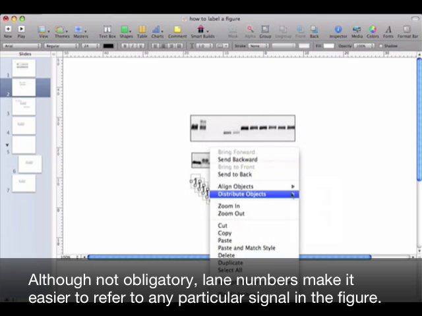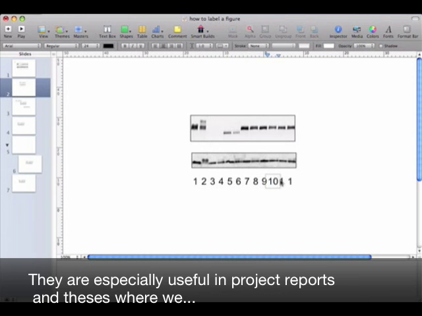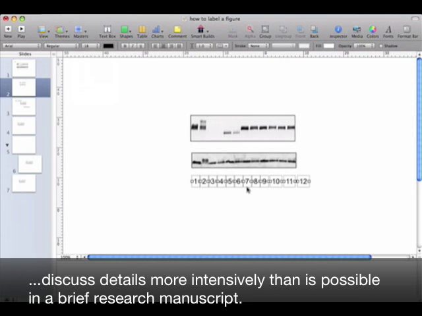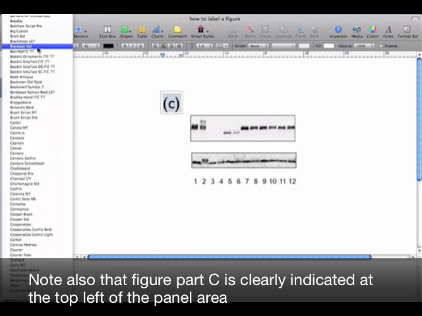Although not obligatory, lane numbers make it easier to refer to any particular signal in the figure. They are especially useful in project reports and theses, where we discuss details more intensively than is possible in a brief research manuscript. Note also that figure part C is clearly indicated at the top left of the panel area.